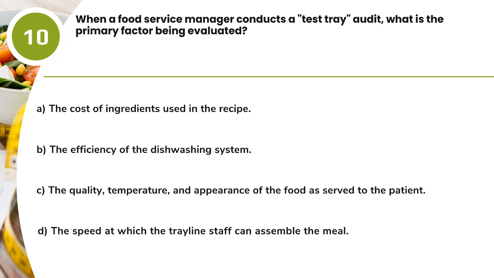Question 10. When a food service manager conducts a test tray audit, what is the primary factor being evaluated? A. The cost of ingredients used in the recipe. B. The efficiency of the dishwashing system. C. The quality, temperature, and appearance of the food served to the patient. D. The speed at which the trayline staff can assemble the meal.